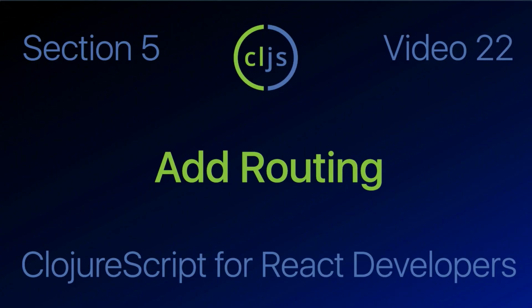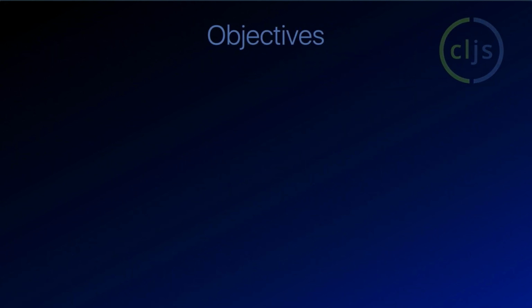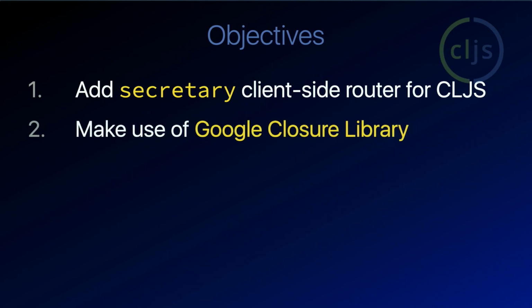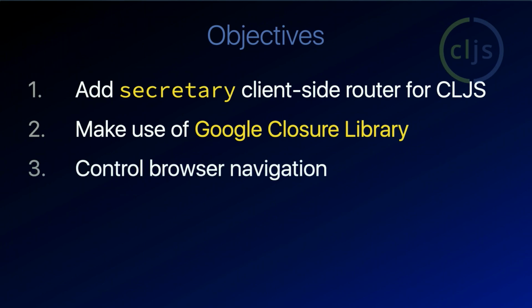Add routing. Our objectives are: we will use a ClojureScript library called Secretary to implement client-side routing. Please note that we won't go into how routing works in detail, since that is outside the scope of this course. We will make use of several Google Clojure libraries, which will be very helpful for controlling the browser navigation, which includes the back and forward buttons.